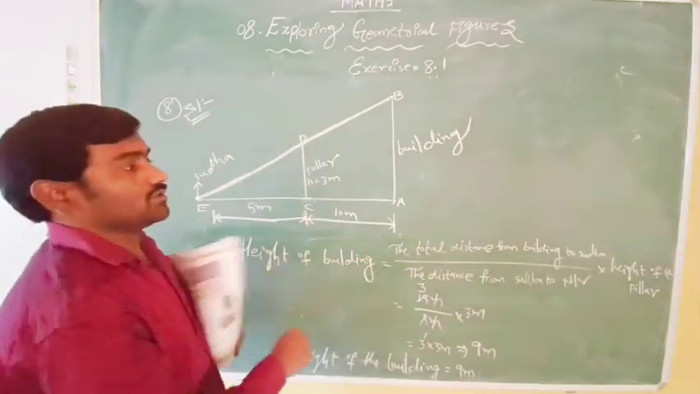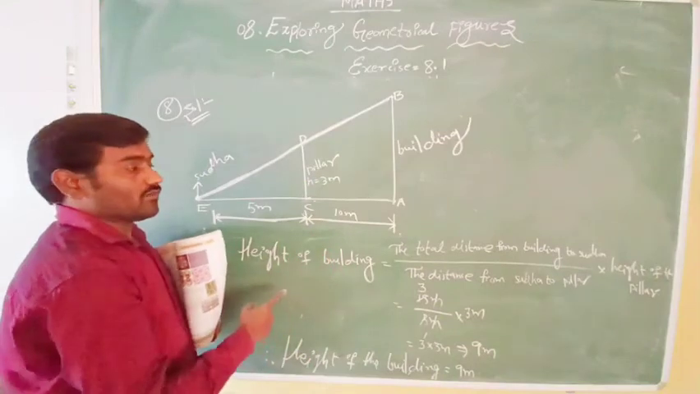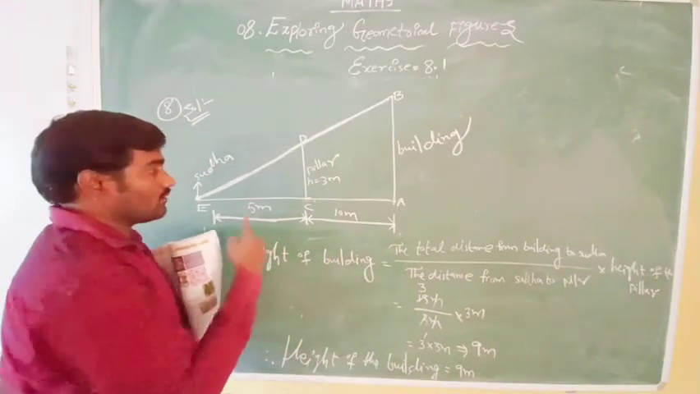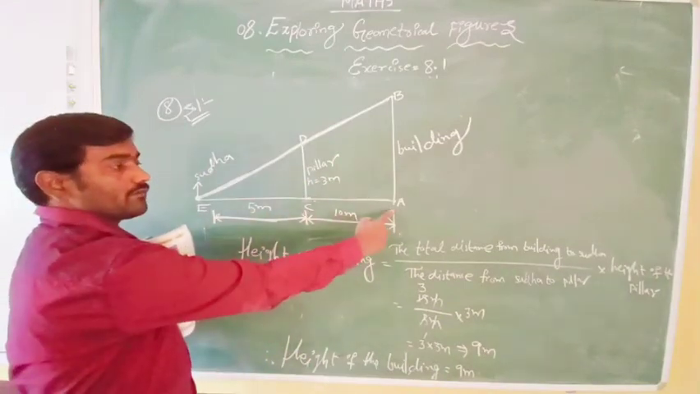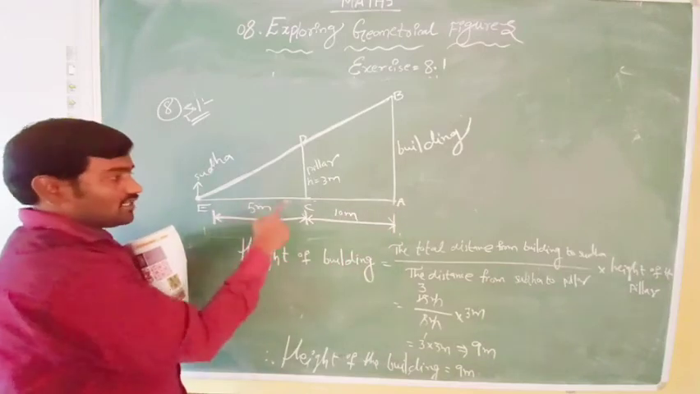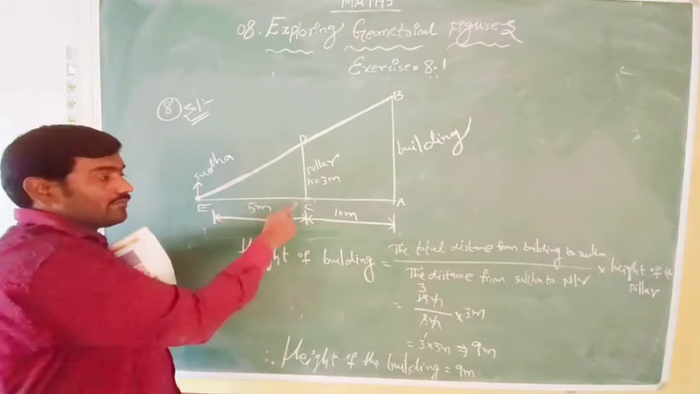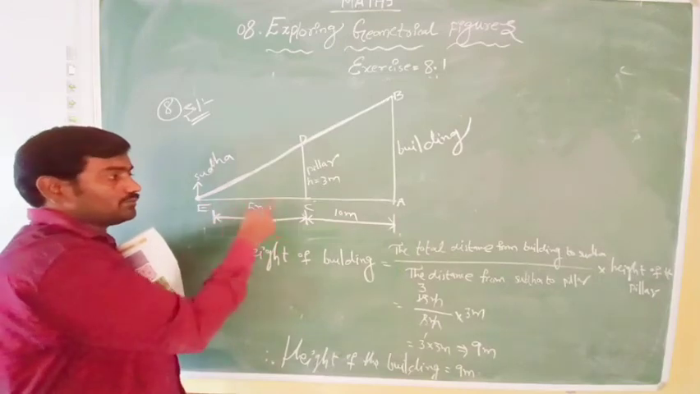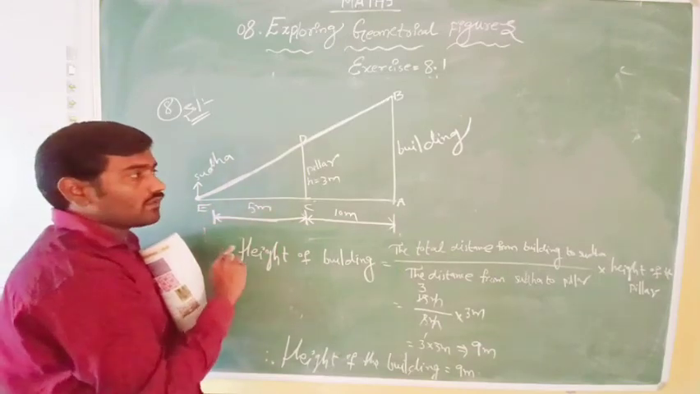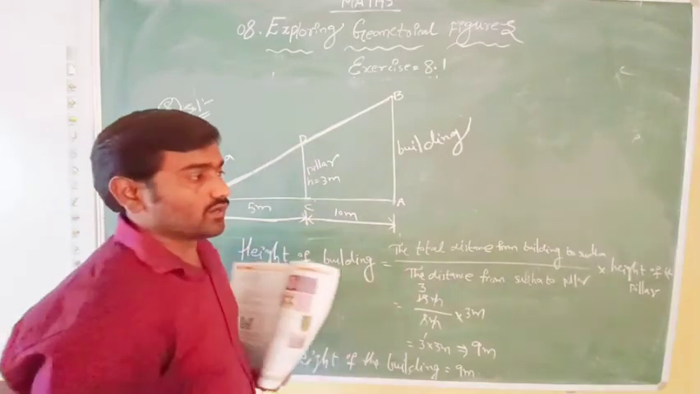So I hope you understood. Okay, this is the formula. The total distance from Sudha to the building, by the distance from the object to Sudha, into the height of the pillar.